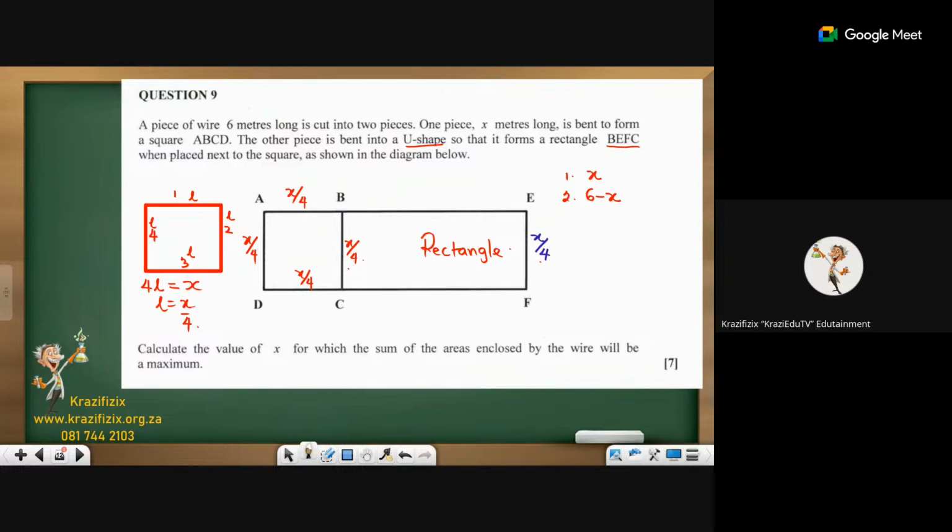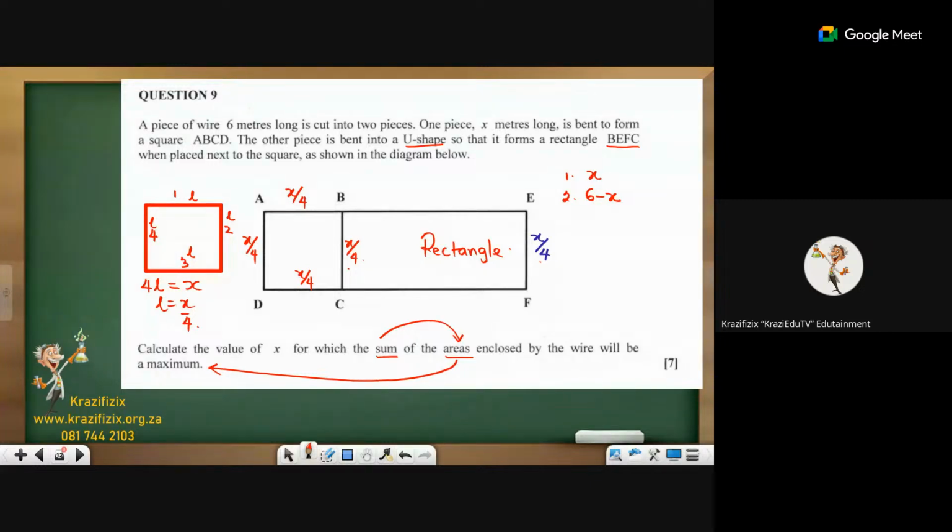Awesome. Now, the question says, calculate the value of x for which, listen, read, the sum of what? Of the areas. Oh, so it is the area of the square plus the area of the rectangle, all right, enclosed by the wire, will be a maximum. We want which one to be a maximum? Area, but it's the sum of the areas. Oh, so it is area of ABCD plus area of BEFC. That's why we need all the measurements of the sides.